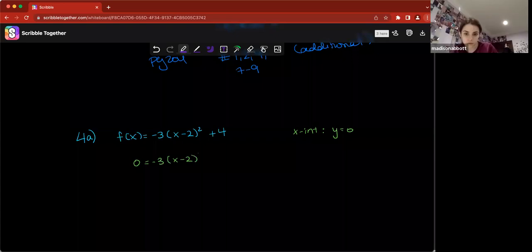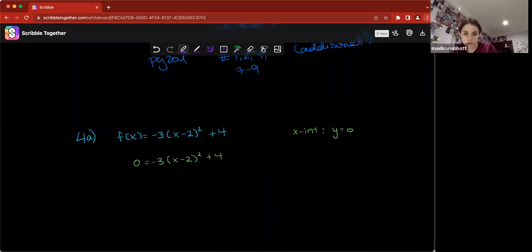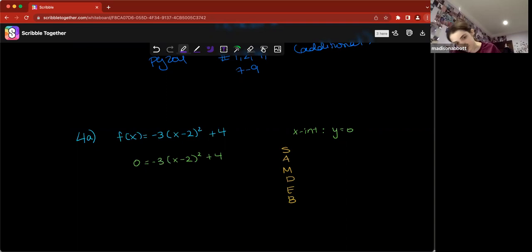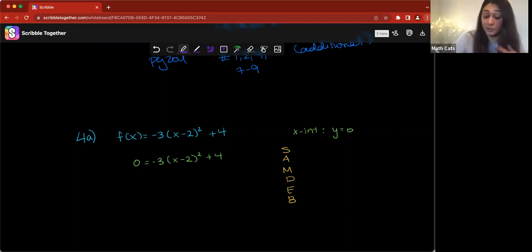All good. So now you want to rearrange this equation so that you can solve for x. Remember that little thing I would tell you, going backwards BEDMAS, going SAMDEB? SAMDEB says, don't look at the bracket first, look at the bracket last. So ignore this bracket right now. Look outside of the bracket.